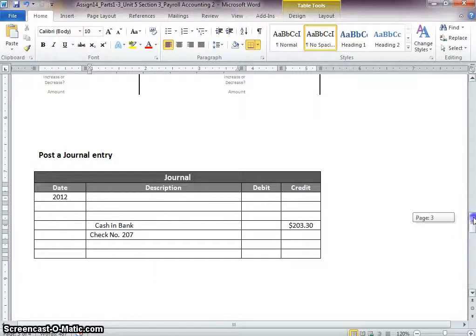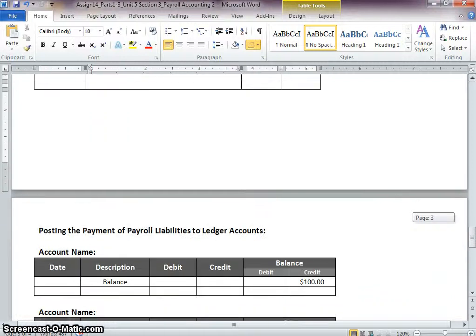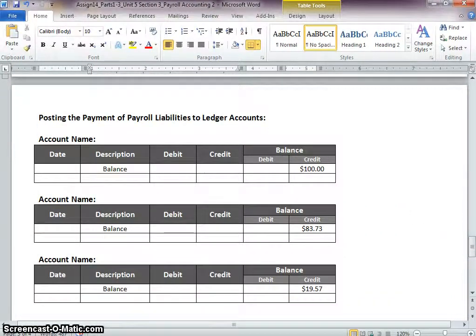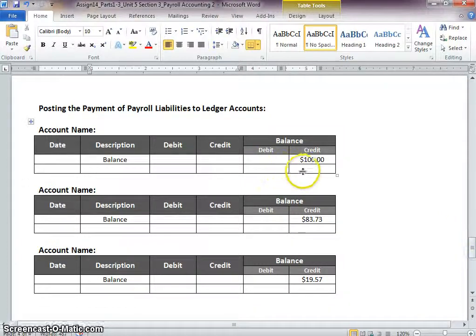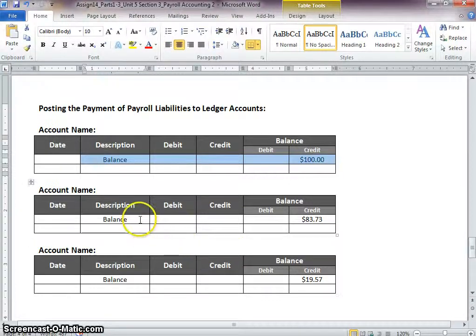And then there is one more step added to this part 3. And that is posting to the good old ledger accounts. So with these ledger accounts, we're just working with the 3 tax payable accounts. And you are telling me, basically we want these accounts to zero out. So here's your beginning balance for when we paid into them. And now that we're making the payment, you're going to tell me if we are debiting or crediting the account, and what our ending balance should be.